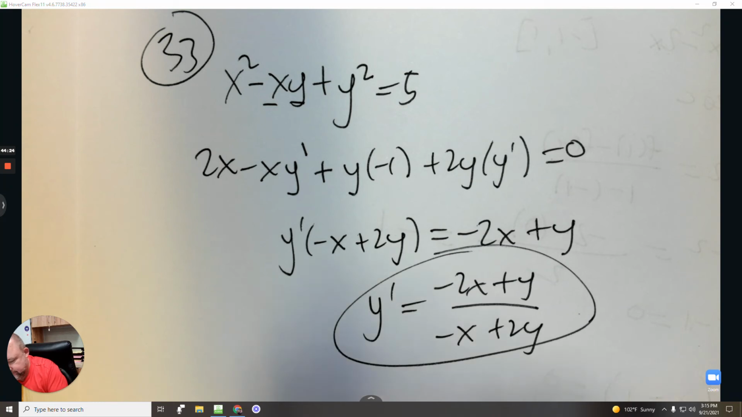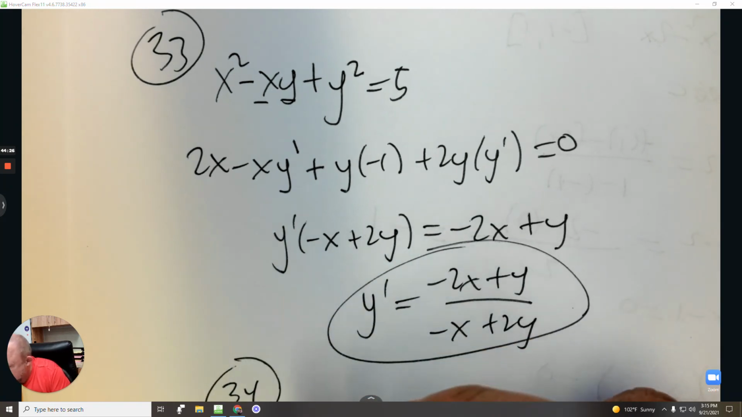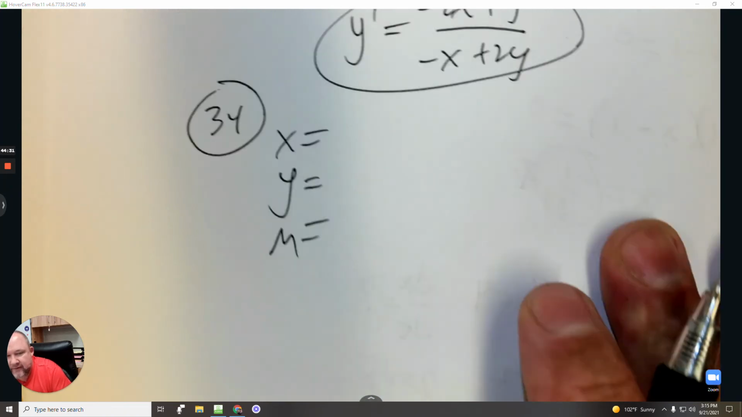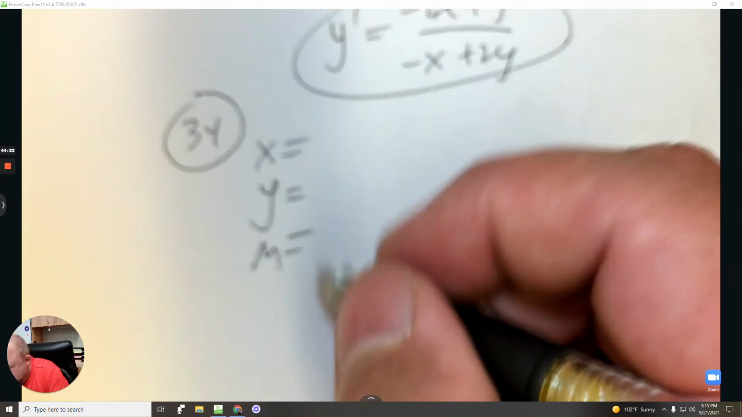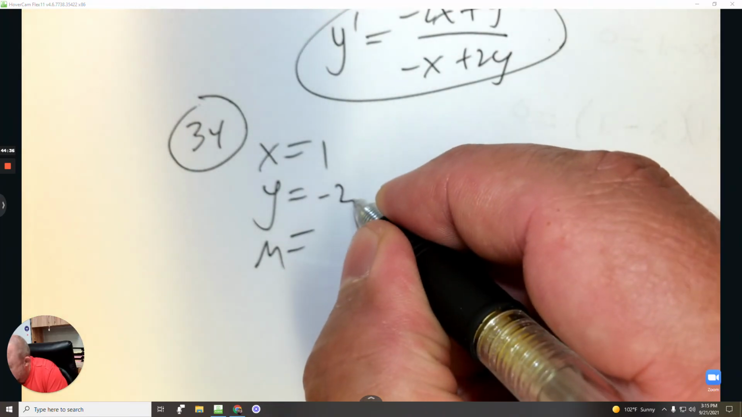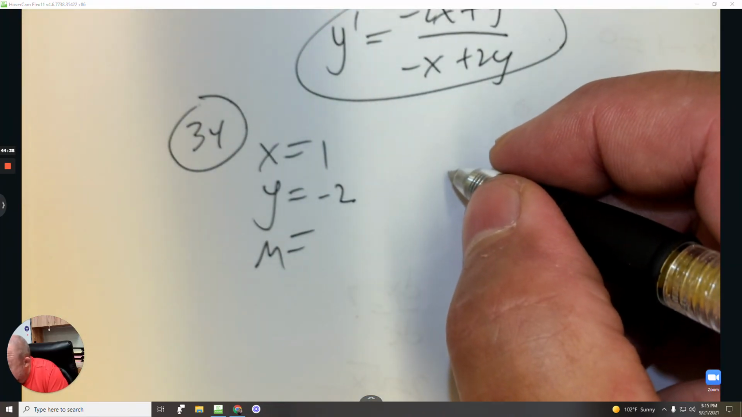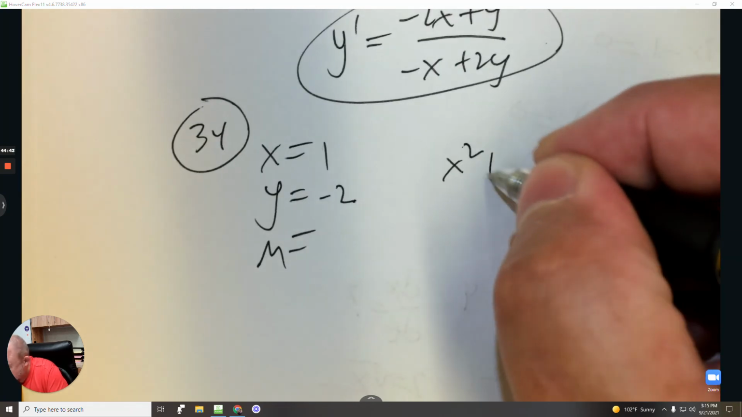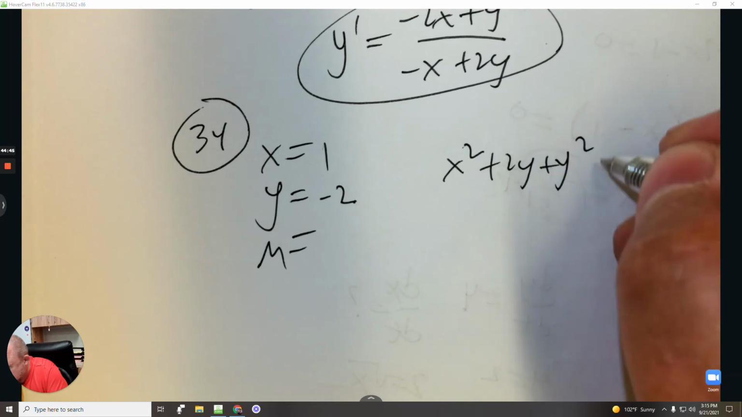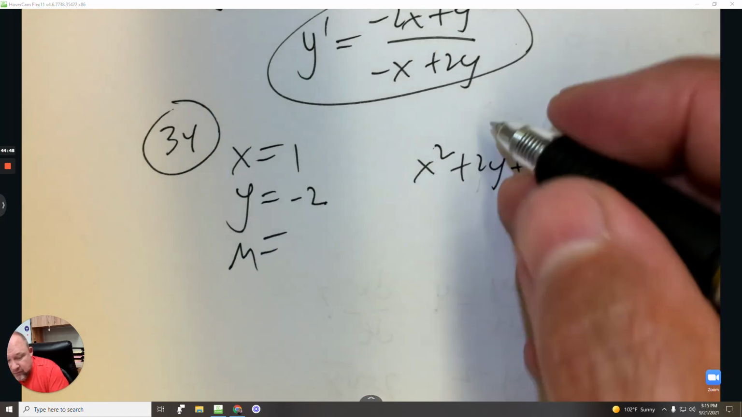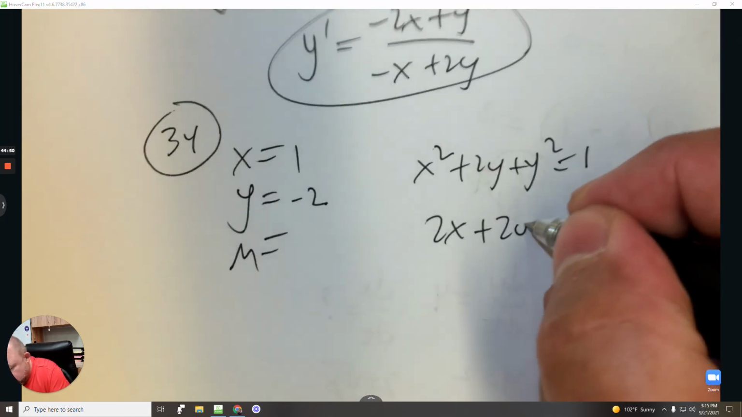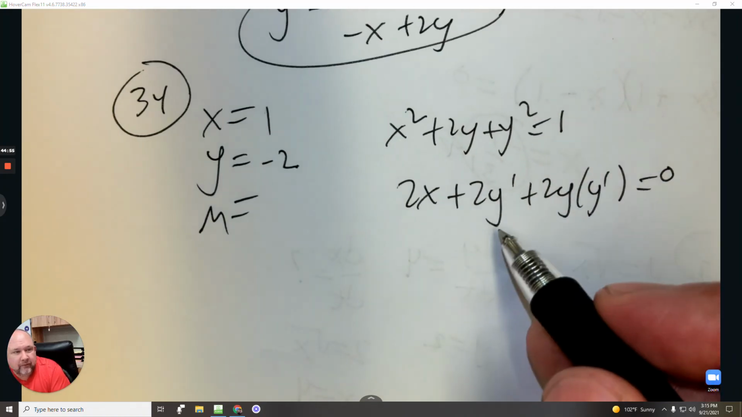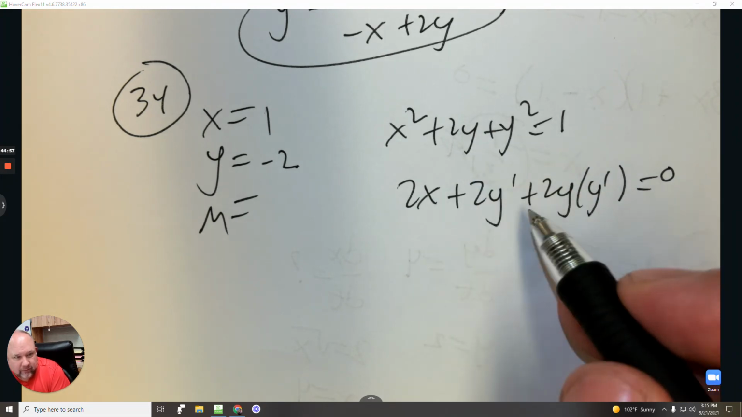34. Find an equation of a tangent line. So right away, I'm writing this down. X is 1, y is -2. And we have that, the same equation that I did? No, different equation. X squared plus 2y plus y squared equals 1. So I need to take the derivative. There's no product rule here. Just remember the hook y prime when you take the derivative with y.